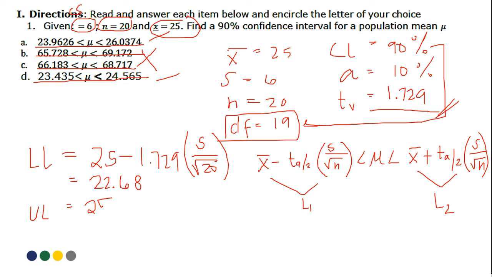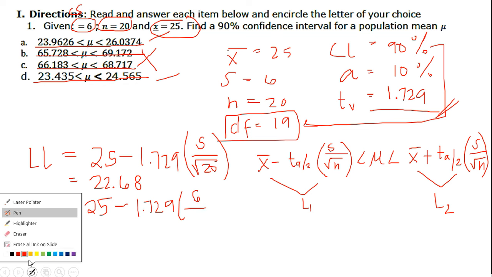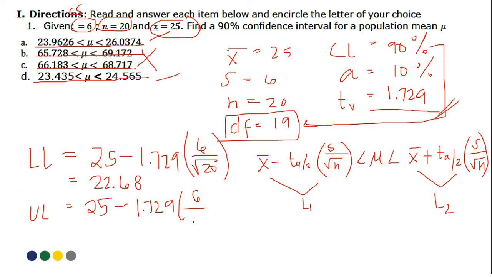22.68. So how about the UL? UL naman, 25 minus 1.729. And 6, wait, S yung nandun na, 6 yan. 6 ito, tapos the square root of 20, 27.32. Yes, may tanong po ba?